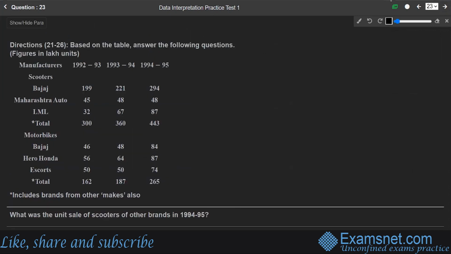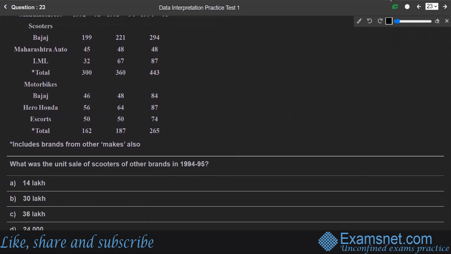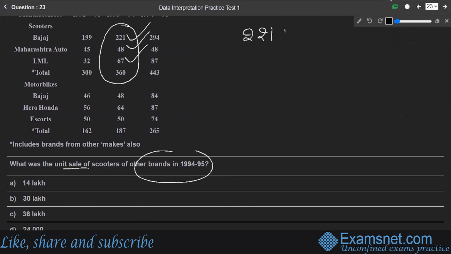For the same data, the question now asked is, what was the unit sale of scooters of other brands in 1994, 1995? So let us find out for the case of scooters, 94, 95. This is the data. 221 plus 48 plus 67 would be the total sale of Bajaj, Maharashtra Auto and LML. If we add the sale of all these three companies, that is nothing but 294. So 294 is the total sale.